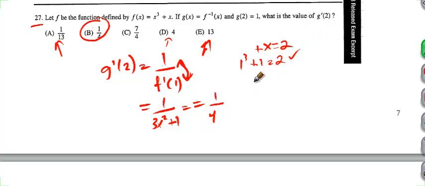Alright, so remember, you've got to look for the x value. If you get your inverse, they're going to give you the y value. And so you've got to use your x. And then you're also doing the reciprocal of the derivative.